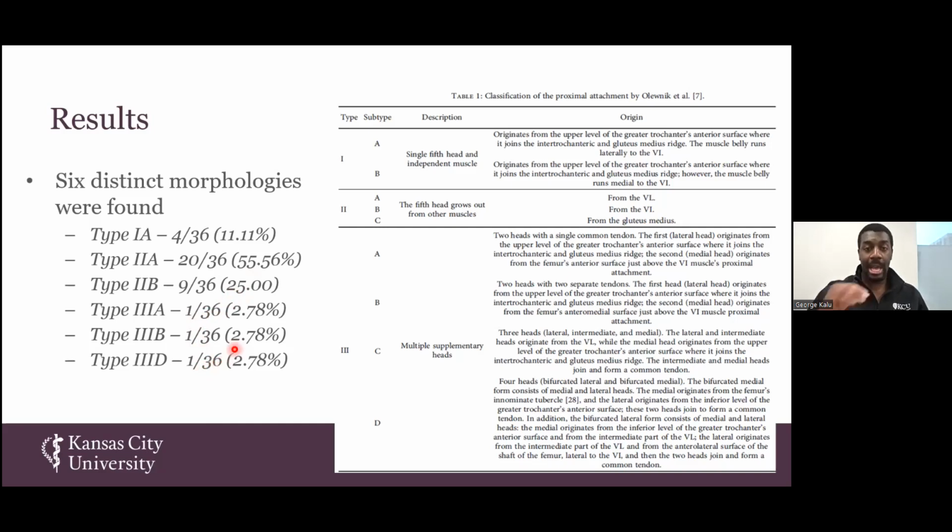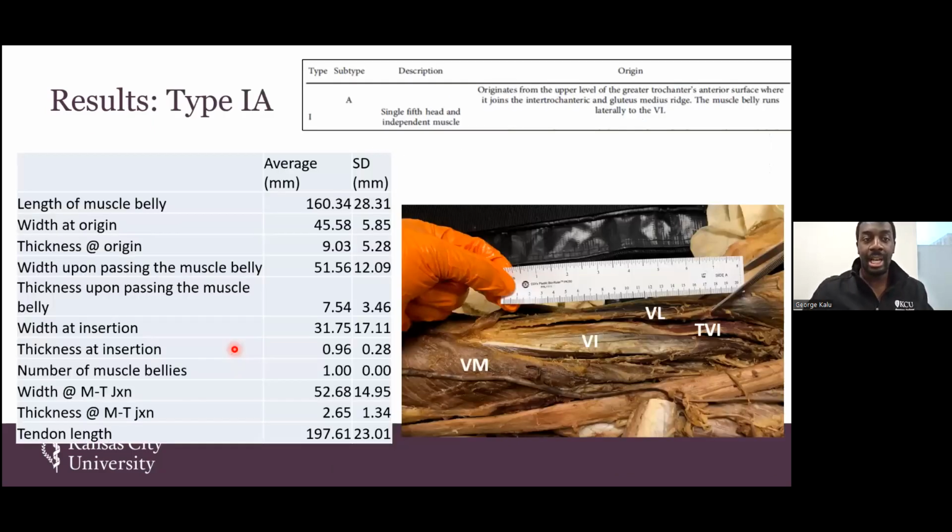So I'm going to show you some cadaver pictures on the ensuing slides. The first one that I wanted to show you is the type 1A. A type 1A TBI is where we have a single fifth head that arises from the greater trochanter, and it lies in between vastus lateralis and vastus intermedius.